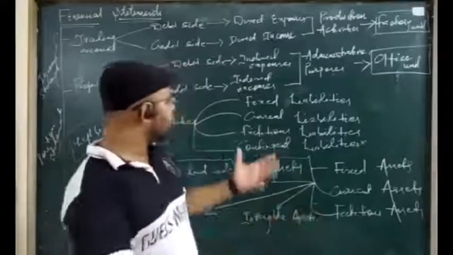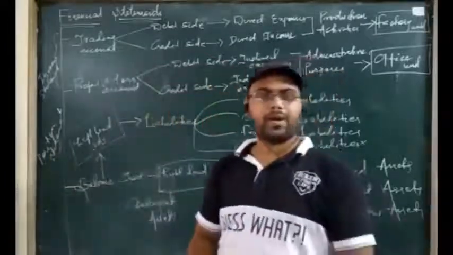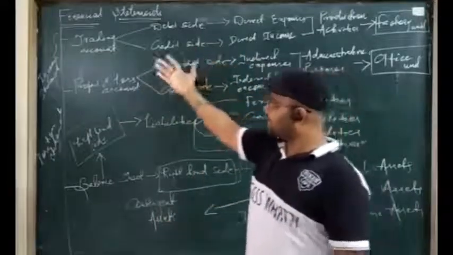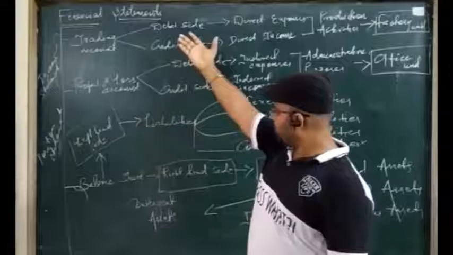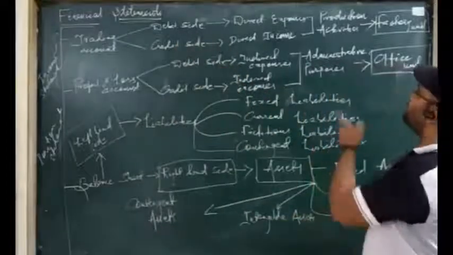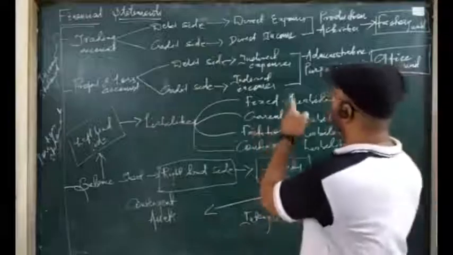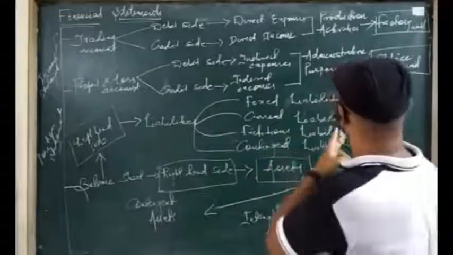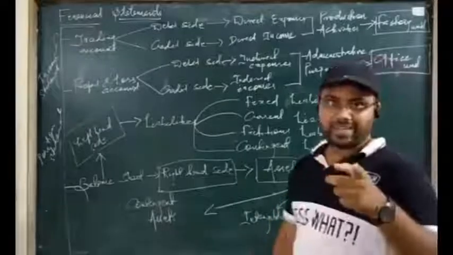Okay. So this is the way you have to prepare final account without adjustment. You have to prepare 3 financial statements: trading account, profit and loss account, and balance sheet. Trading account has 2 sides, debit side and credit side. In the debit side, you record direct expenses, and in the credit side, you record direct income. Trading account is prepared for the production activities which take place in the factory unit.